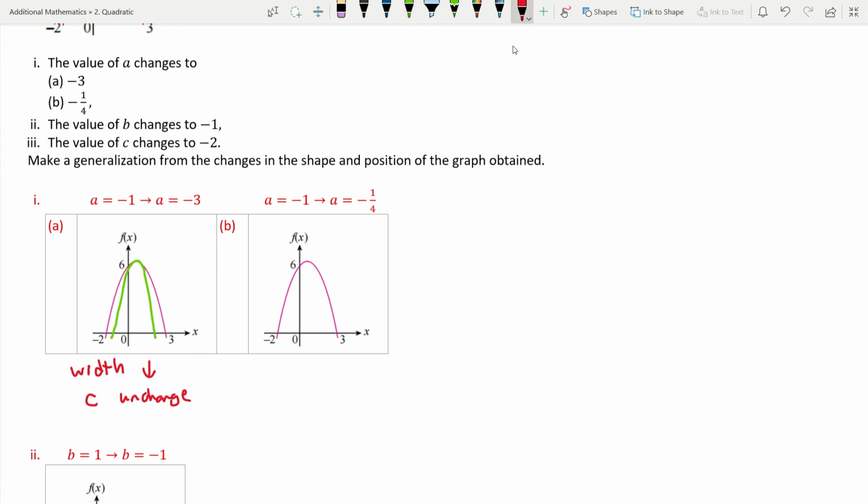When the value of a changes from negative 1 to negative 1 over 4, the width of the graph increases, and the y-intercept does not change. Hence, the graph should look like this.